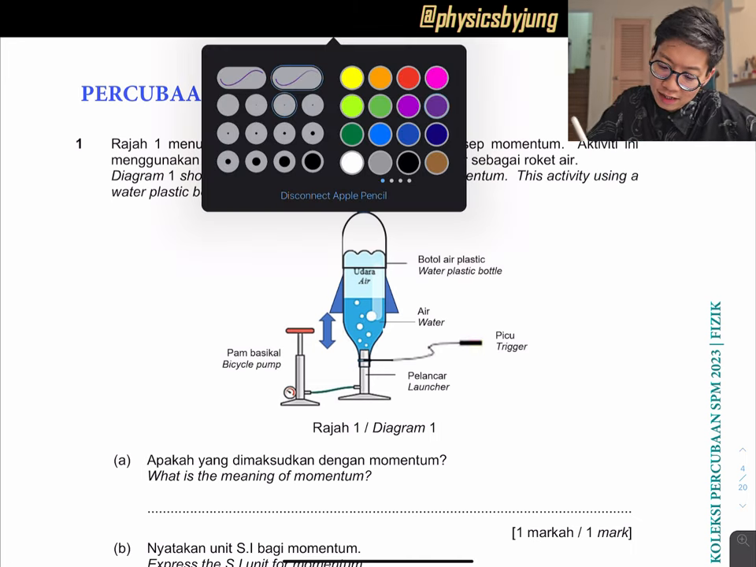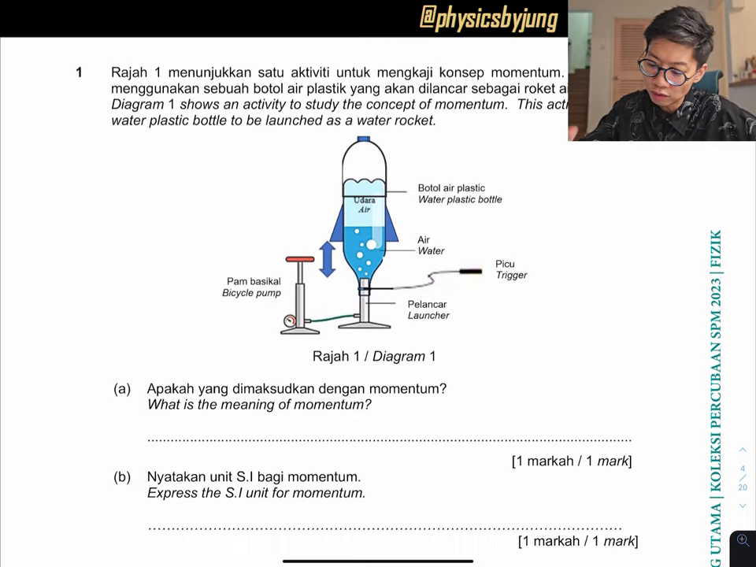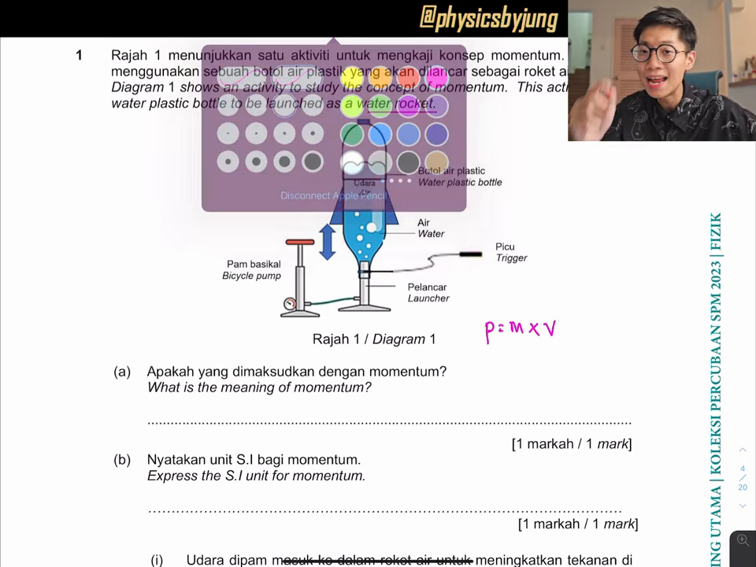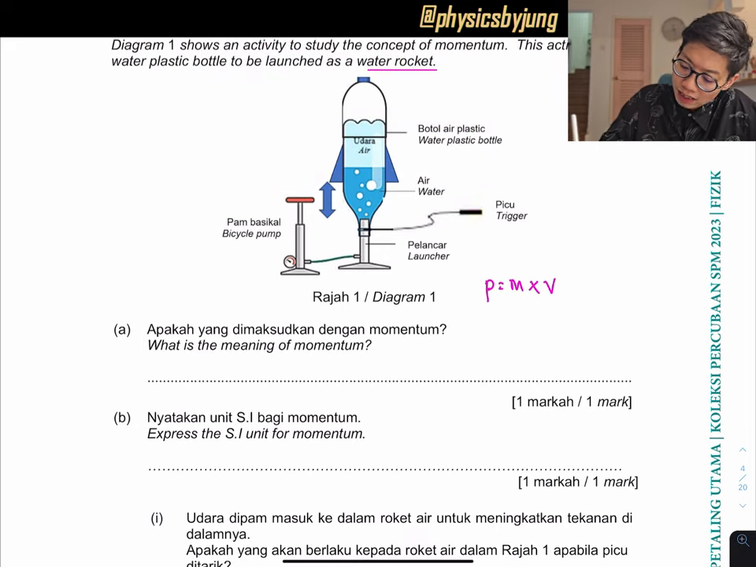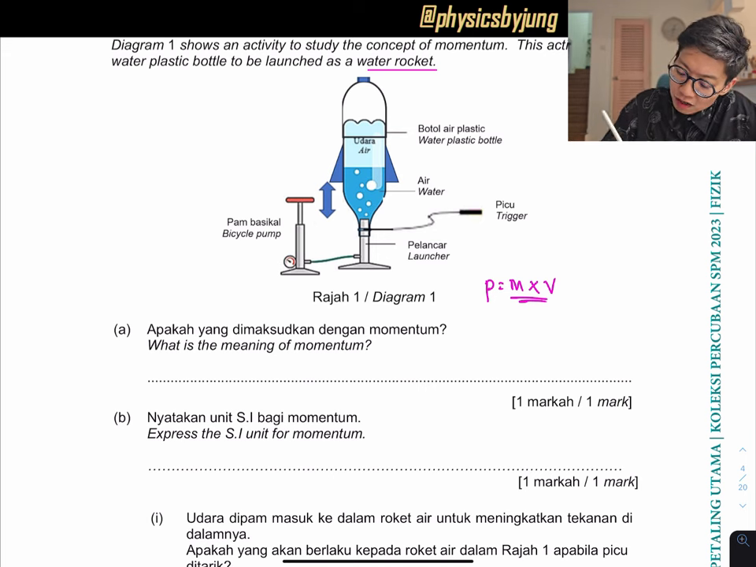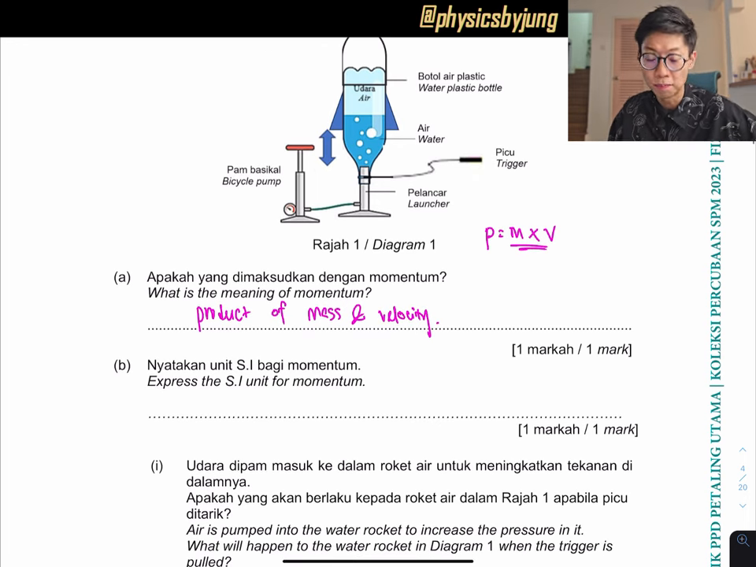So the first one we'll look at is actually our Negeri Pahang structured question. They ask very simple things about water rocket. Water rocket is also a hot topic. So what's the meaning of momentum? Momentum, from last time, we always use this symbol called P, which is equal to m times v. What is times? In English, we call that the product. Therefore, the meaning of momentum is the product of mass and velocity.